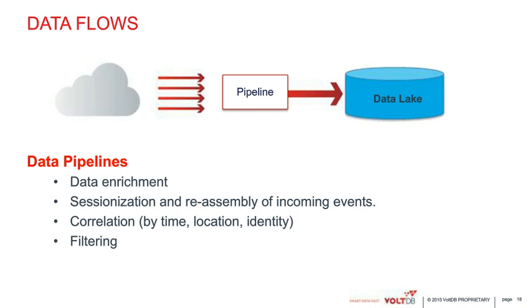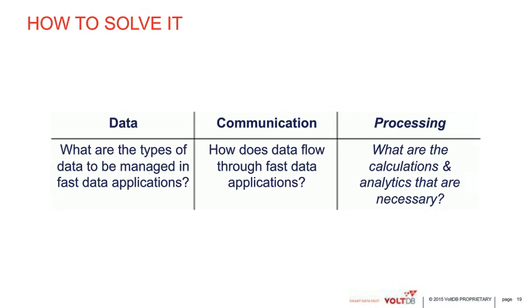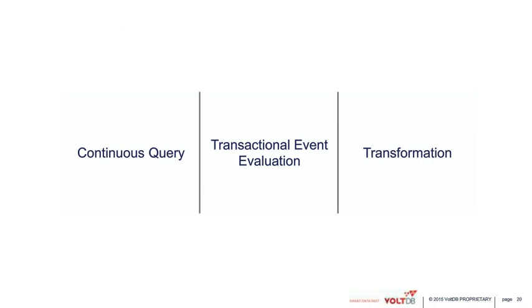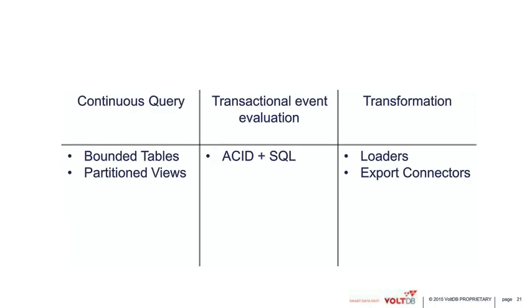Finally, we can look at the requirements for a fast data stack from the point of view of processing. What are the calculations and analytics that are necessary? There are three types of processing that I commonly see when I speak to customers and to other big data practitioners, and I describe them here as continuous query, transactional event evaluation, and transformation. These are really the verbs that we're applying to the incoming event. Continuous query, for example, might be a streaming aggregation or a materialized view in VoltDB speak.